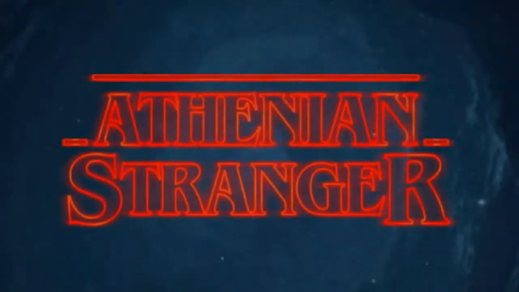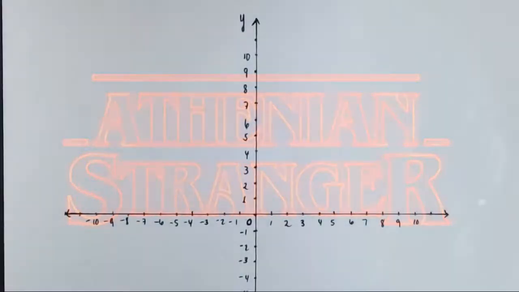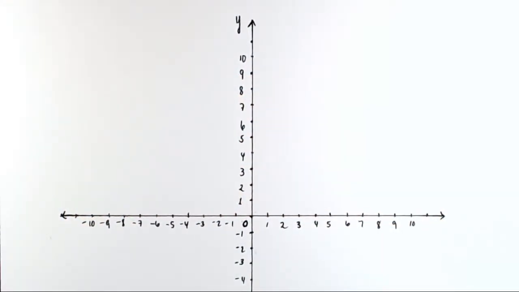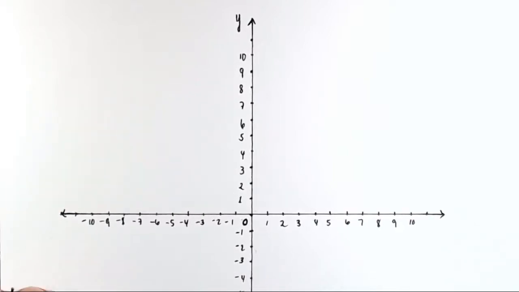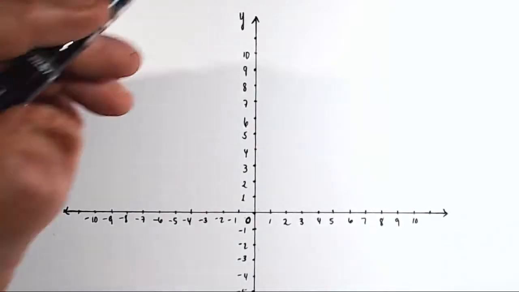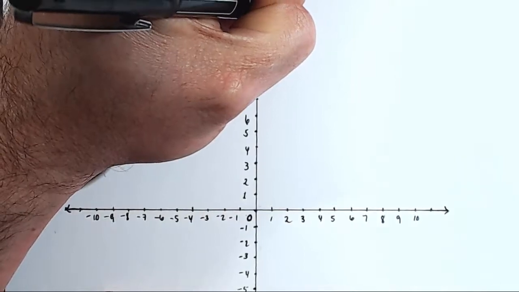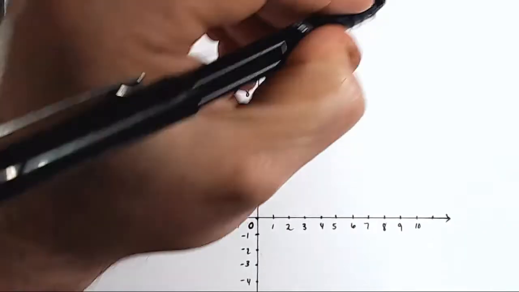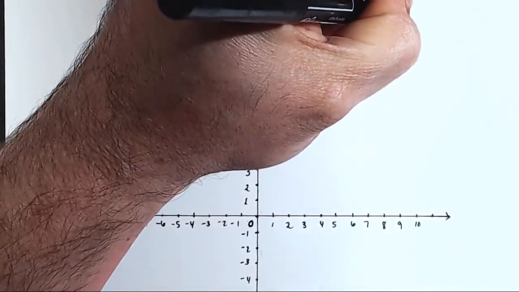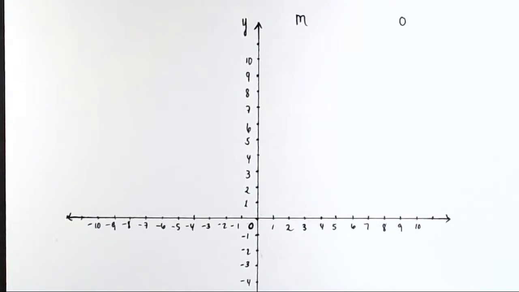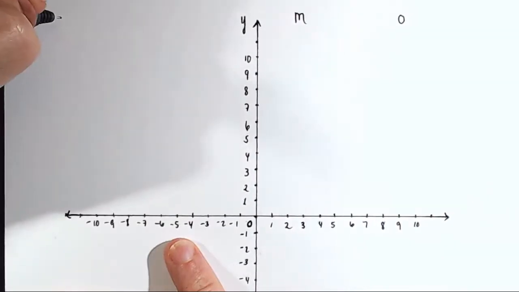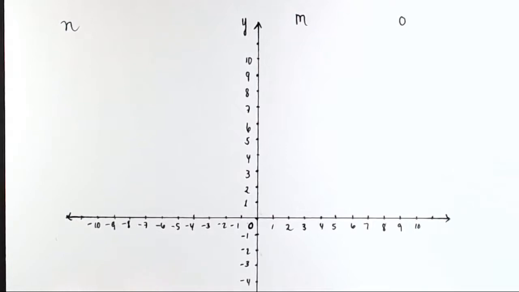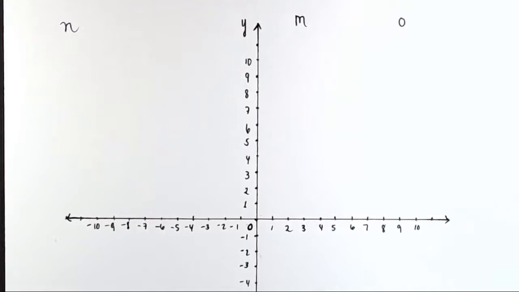All right, ladies and gentlemen, welcome back to this Athenian Stranger tutorial video where we're going to continue today looking at the geometric concept of fractional distance, this time in 2 dimensions. So we need some points to start with. We need a point M, and that point is going to lie somewhere, and then we need a point O, right? And our goal is going to be to find point N, where point N is some fractional distance between points M and O.